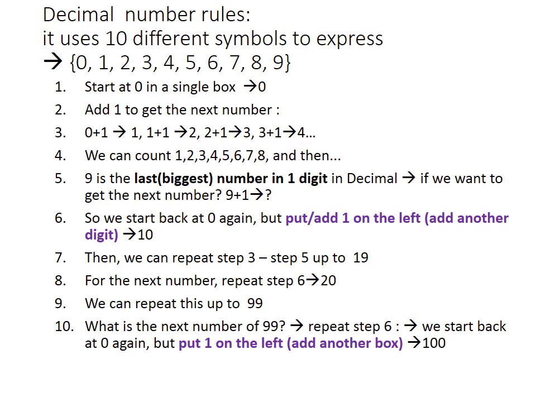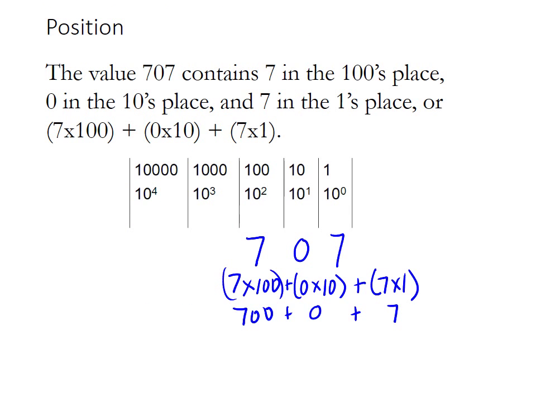From 0, we add 1 to make the next bigger number, up to 9. Then 9 is the biggest number in one digit in decimal, so we expand another digit and make 10 in 2 digits. In 2 digits, we leave the first digit and increase the second digit up to 9. Then we increase the first digit to 2 and put 0 in the second digit. In 2 digits, 99 is the biggest number, so you should expand another digit and make 100 in 3 digits. The value 707 contains 7 in the 100s place, 0 in the 10s place, and 7 in the 1s place.